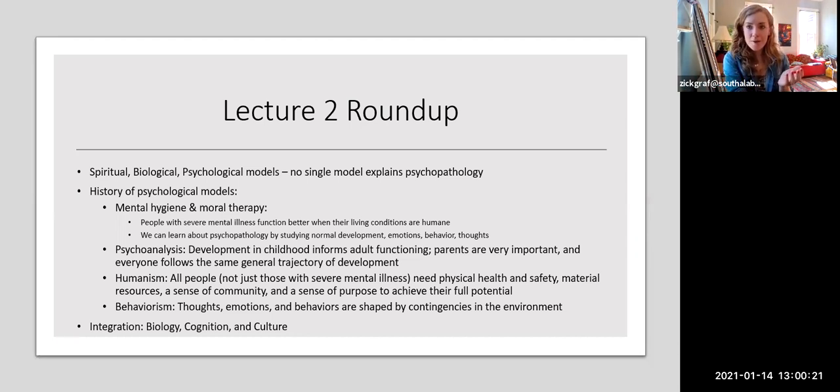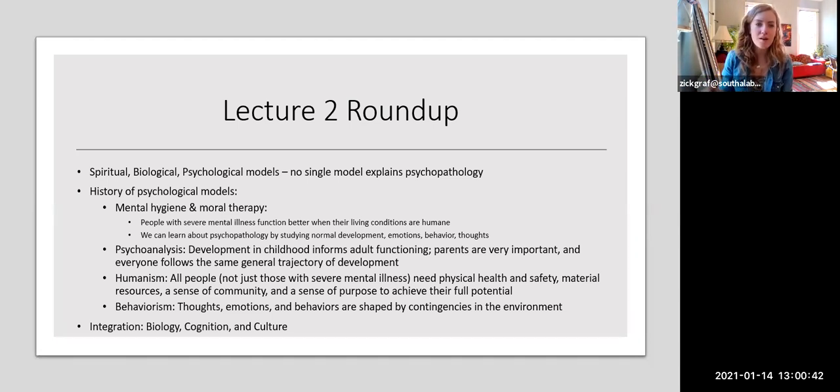Psychoanalysis kind of built on that by saying that problems with behavior, thoughts, and emotions are caused by abnormalities in development. And Freud had a very specific developmental theory that isn't really evidence-based, but that insight that development during childhood influences adult functioning is true.